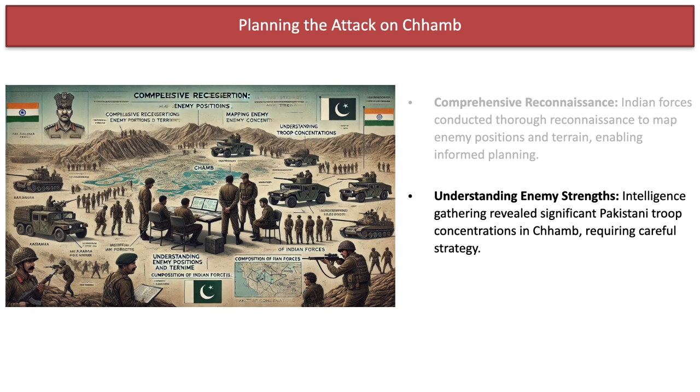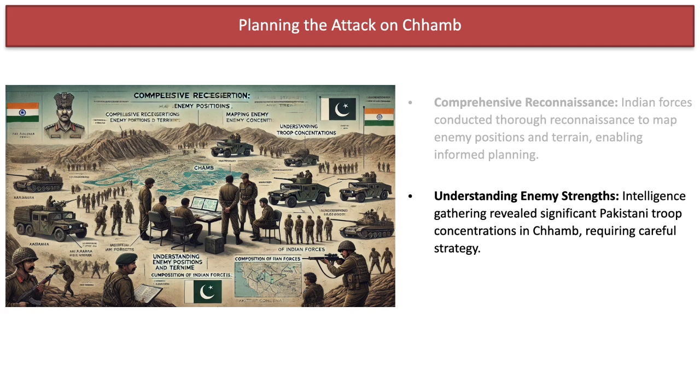Through thorough recce and intelligence efforts, Indian forces discovered a significant concentration of Pakistani troops in Chum. These were not just isolated units, they were substantial forces, well armed and well positioned. The enemy had dug in deep, using the natural terrain to their advantage, setting up defensive lines that could be challenging to breach, and this information was crucial. It painted a picture of an opponent that was not only prepared to defend but also capable of mounting a fierce resistance.